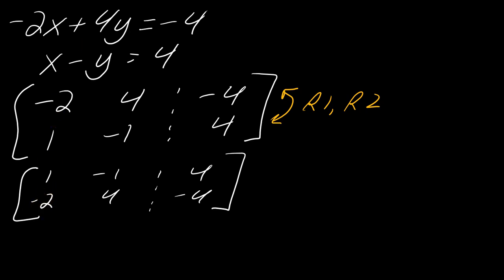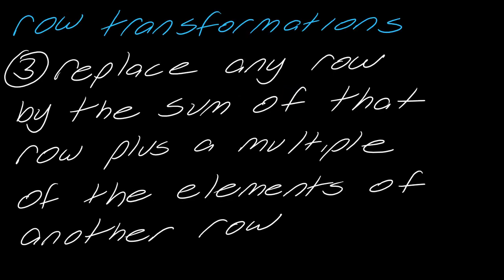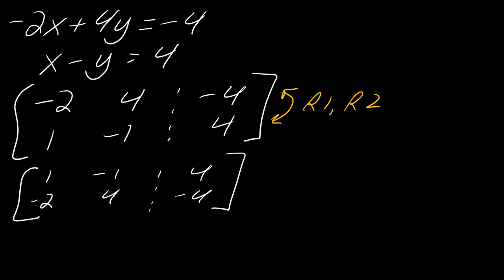Okay, and that's where this last kind of mouthful of a row transformation comes in. So you can replace any row by the sum of that row plus a multiple of the elements of another row. So what that means is I'm going to take row 2. So let's see, I'll write it over here. So I'm going to start with row 2.